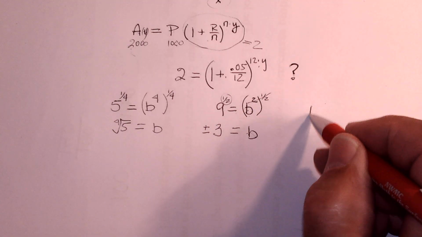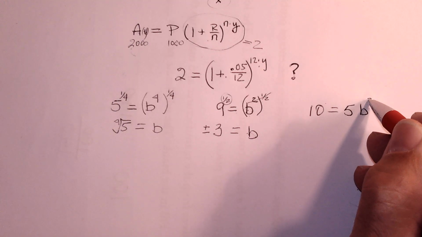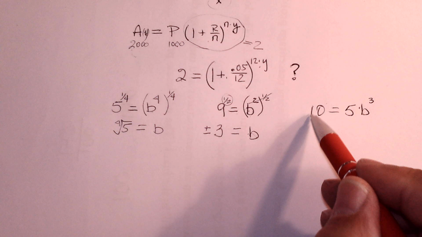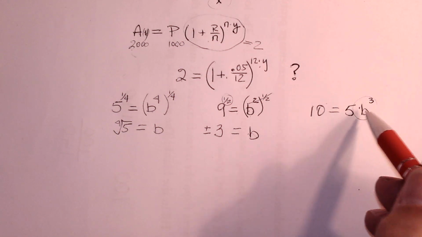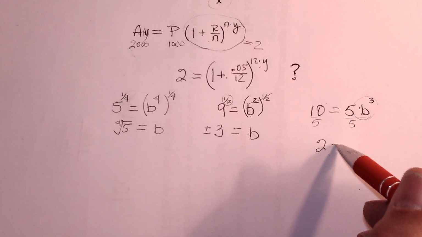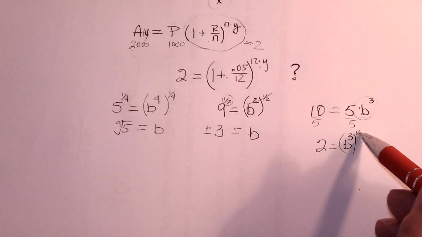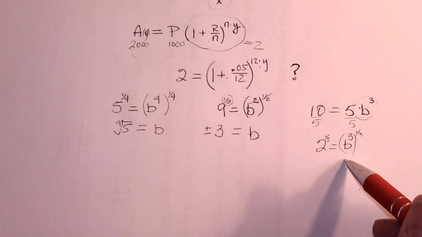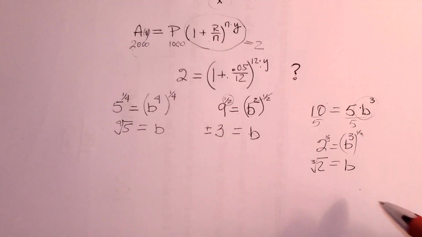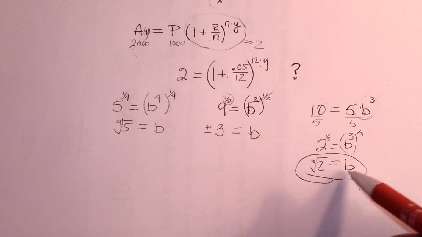Now, what if I had 10 is 5 times something to the 3rd power? To solve this, we divide by the 5. We're trying to get down to what we're trying to solve. So I divide by 5, and I get 2 is something to the 3rd. To get rid of the 3rd, I do 1/3. And so the base has to be the cubed root of 2, or 2 to the 1/3 power. That's how I'd solve for the base there. Okay?